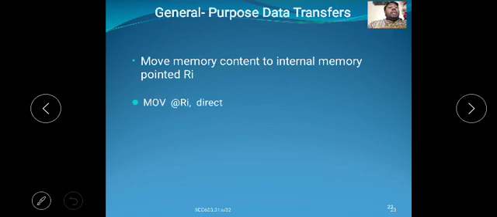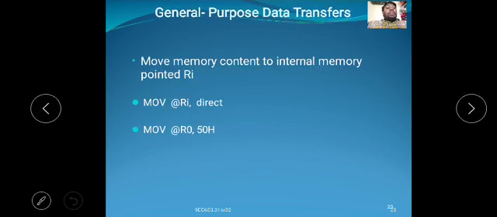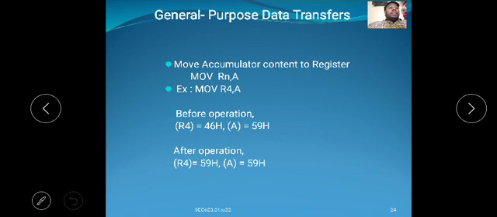Move the memory content to internal memory pointed by Ri: MOV @Ri, direct. Example: MOV @R0, 50H. Move the accumulator content to register: MOV Rn, A. Example: MOV R4, A. Before operation, R4 is equal to 46H, A is equal to 59H. After operation, R4 is equal to 59, A is equal to 59.